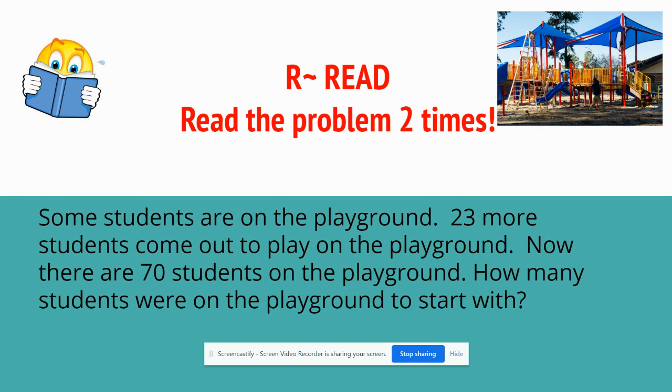So now I'm going to read it a little bit slower and we're going to really think through this. Some students are on the playground. 23 more students come out to play on the playground. Now there are 70 students on the playground. How many students were on the playground to start with?